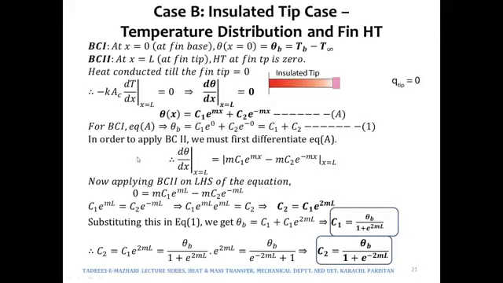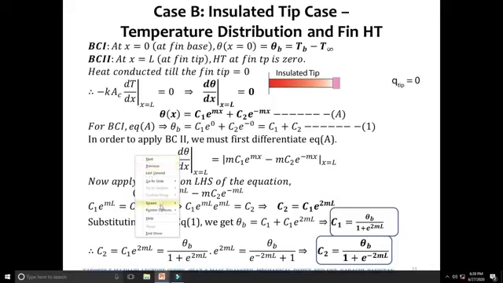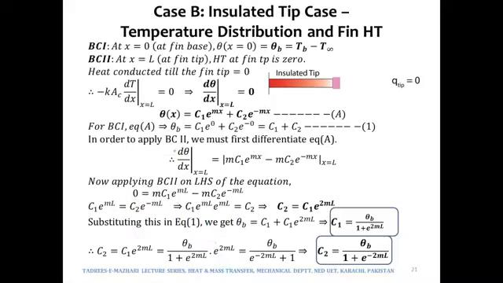So if we differentiate the equation A, we will get d theta by dx on the left hand side as c1 times the differential of e to the power mx, which would be e to the power mx times m, and that is the same thing that we did in case A. And then c2 would remain c2, and the differential of e to the power minus mx would be e to the power minus mx times minus m. And since the second boundary condition is at the tip, all the things would be evaluated at the tip.